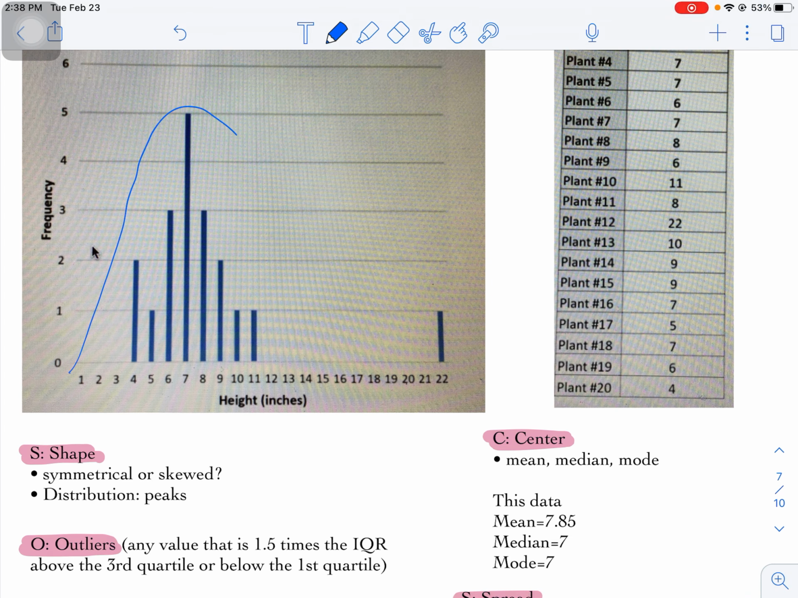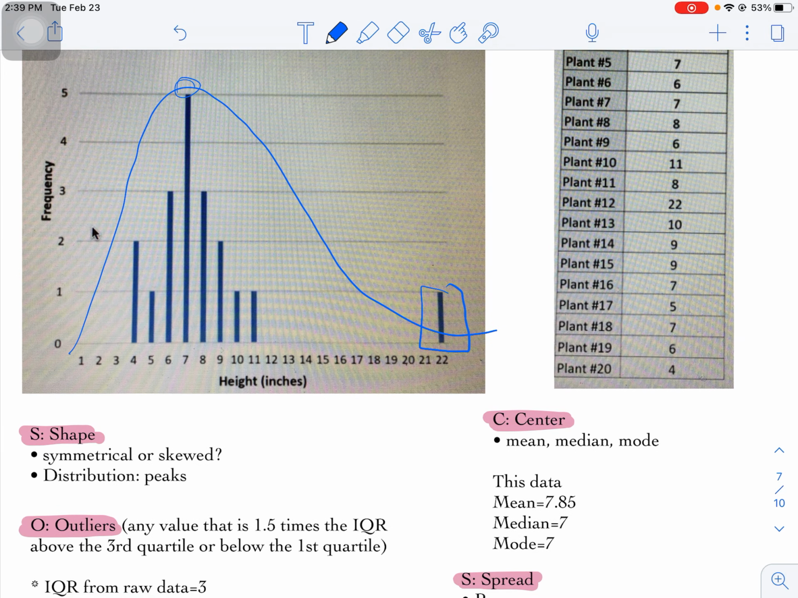So if you think about drawing a bell curve over it, you can see that it's unimodal, and we've got something out here that would almost pull it towards being skewed. However, that's just one point. It's not a whole bunch of points. So then that brings us to the next one, outliers.